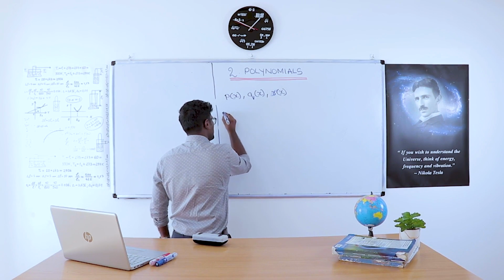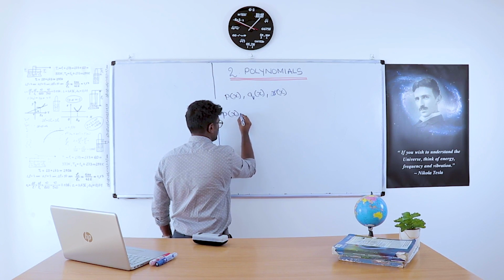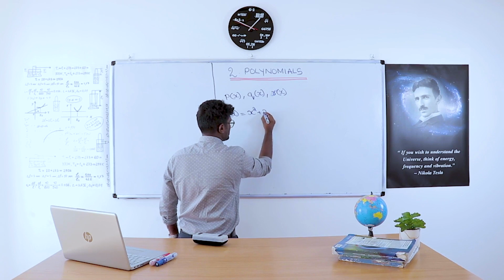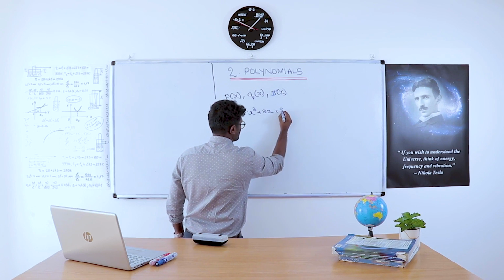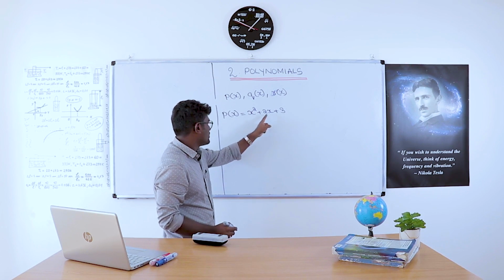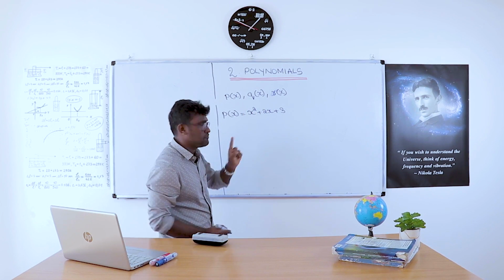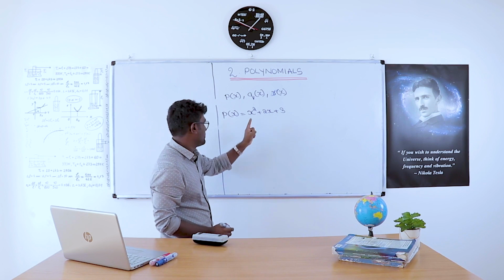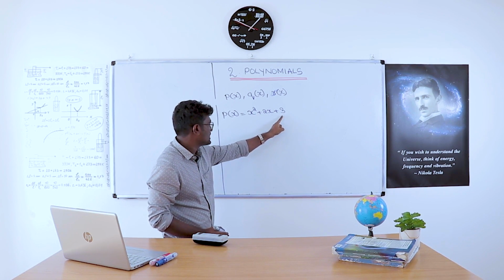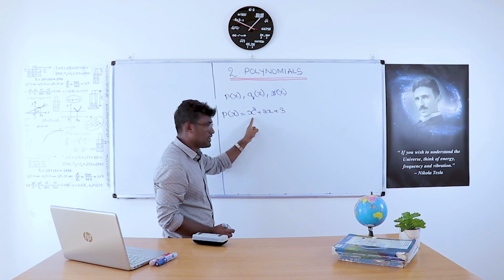So for example, p of x is equal to x square plus 2x plus 3. This is a polynomial which consists of how many terms? 3 terms and one variable. There will be 3 terms. First term is x square, second term is 2x, third term is 3. And how many variables are there?